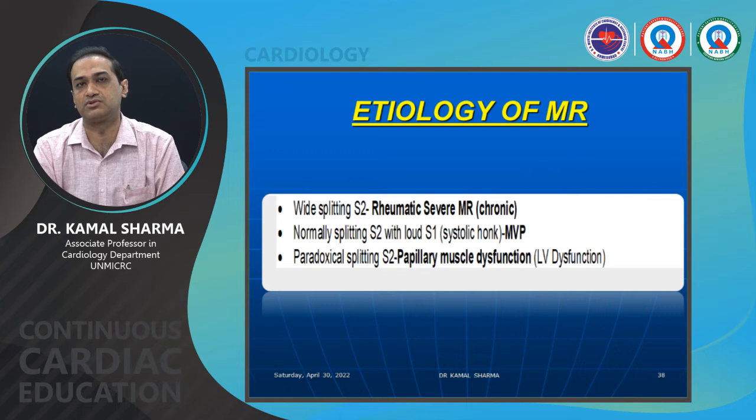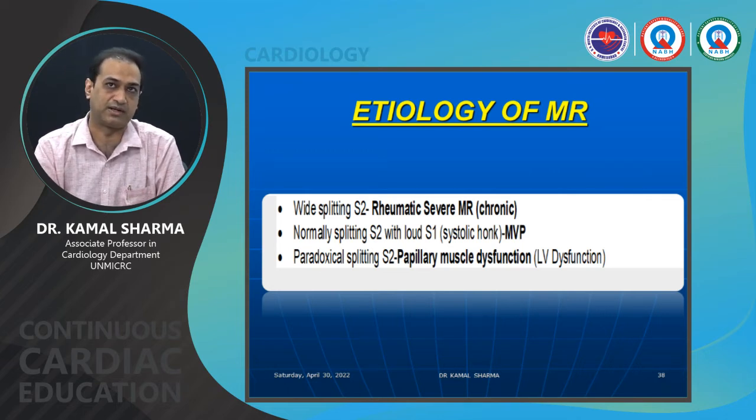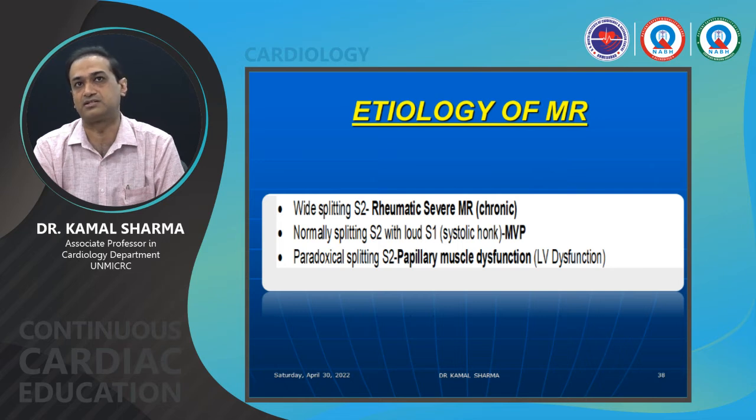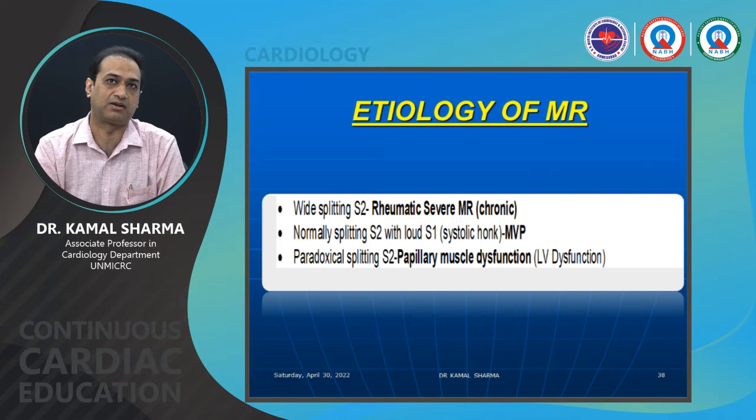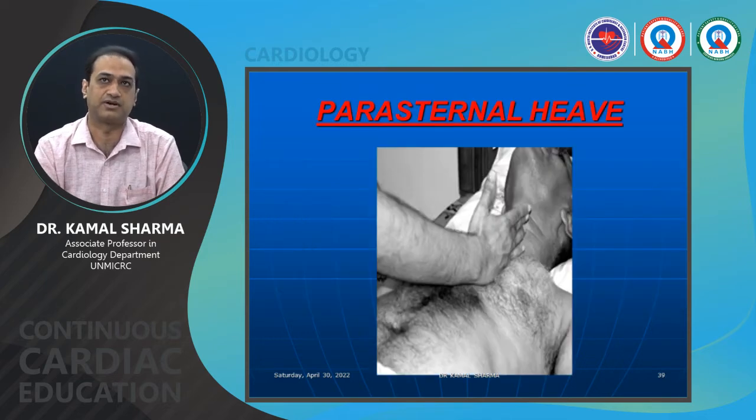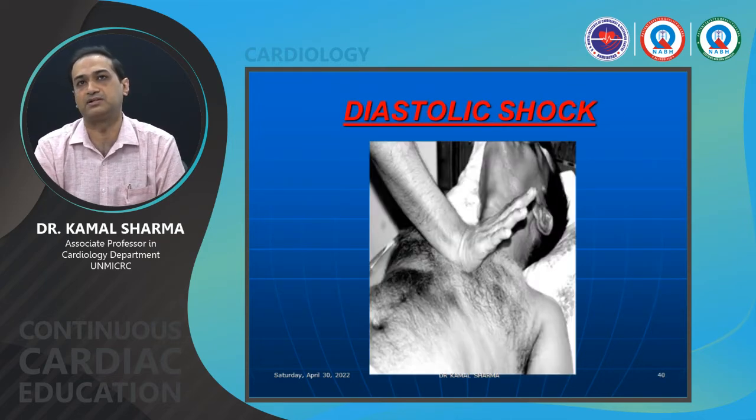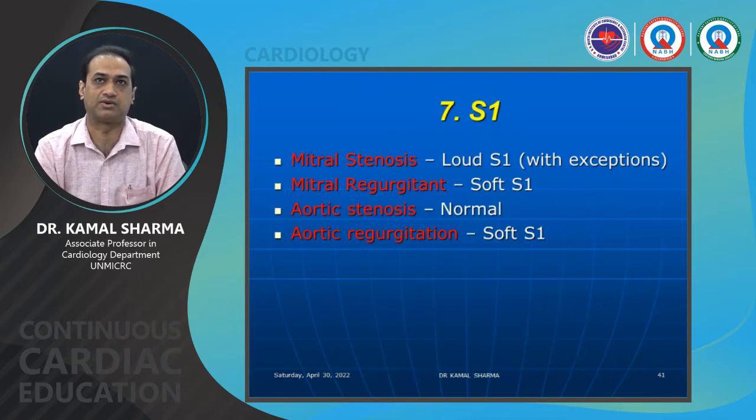Etiology of MR can also be identified from the heart sounds. In patients with rheumatic MR, it's a wide split. Narrow split with loud S1 we find in MVP. Paradoxical split of S2 you find in papillary muscle dysfunction. This is how you demonstrate parasternal heave, and this is how you demonstrate diastolic shock.